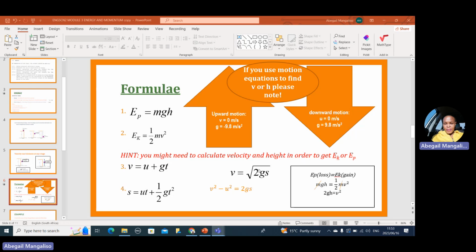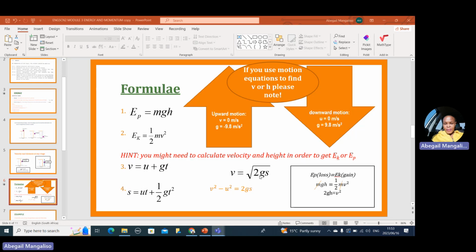Then these equations of motion can be used to calculate time and velocity, but take note that the sign of g going up is negative, going down is positive when using equations of motion. But if you're going to use the potential energy formula, g stays positive because the weight is acting down. mg is weight.